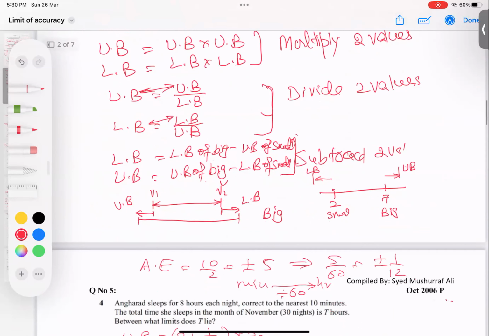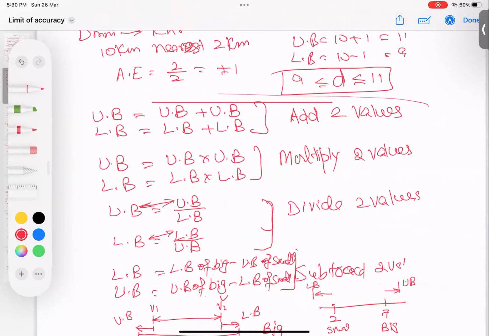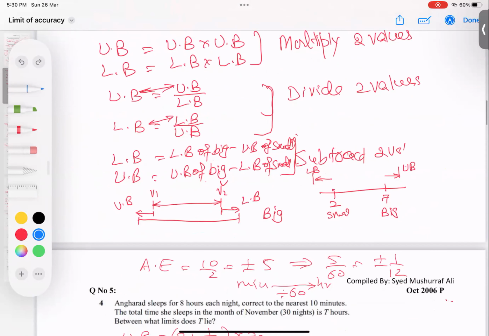Okay, so it means you understood adding, alhamdulillah. You understood multiplying, clear. You understood now dividing criteria, and now subtracting. If I'm looking for subtracting criteria, for example, a lower bound, there are 2 values to subtract. So what is the technique?